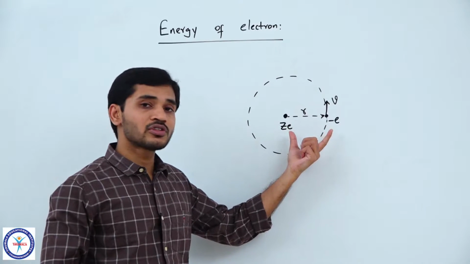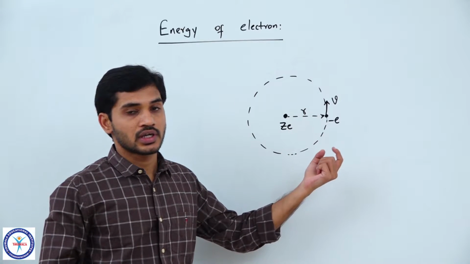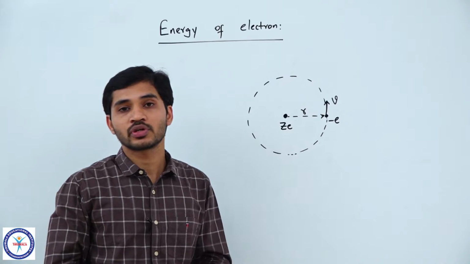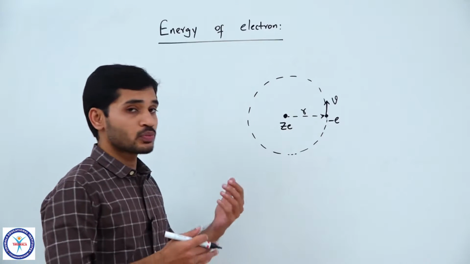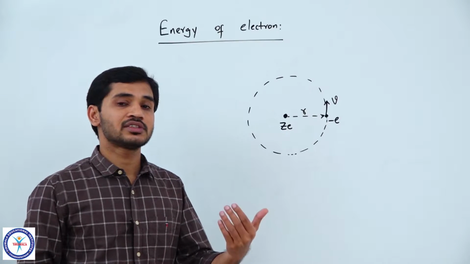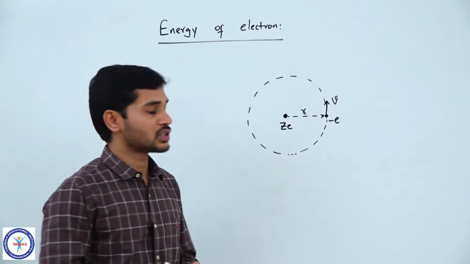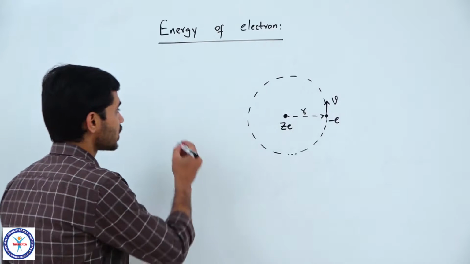this system also possesses some potential energy, and we already know how to find the potential energy of a two charge system. So, it possesses both the energies. So, the total energy will be the sum of these two energies. I will first write the energies individually.